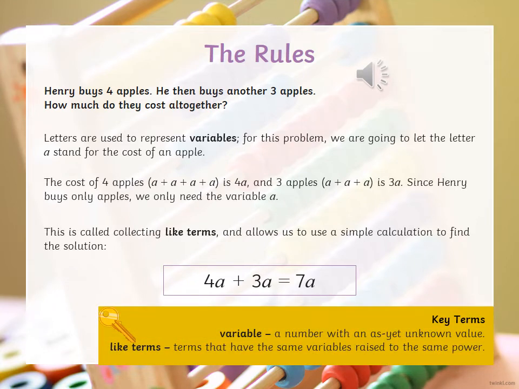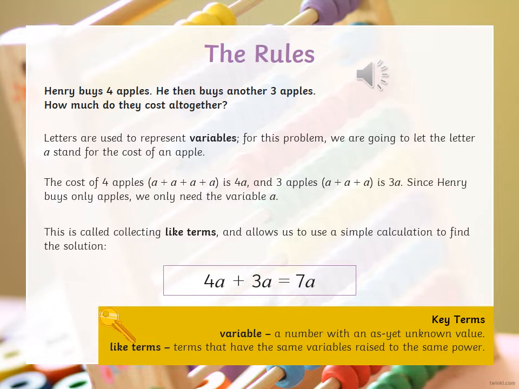The rules. Imagine we have a boy. His name is Henry. Henry buys 4 apples. He then buys another 3 apples. He wants to find out how much they cost all together. Letters are used to represent variables. For this problem, we are going to let the letter A stand for the cost of an apple. So, the cost of 4 apples will be A plus A plus A plus A, which is 4A.